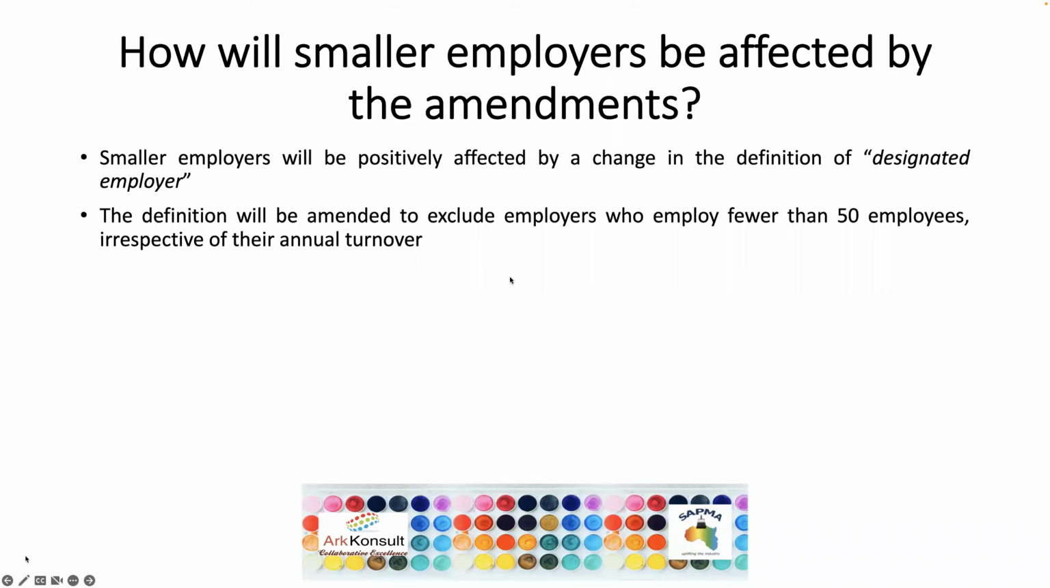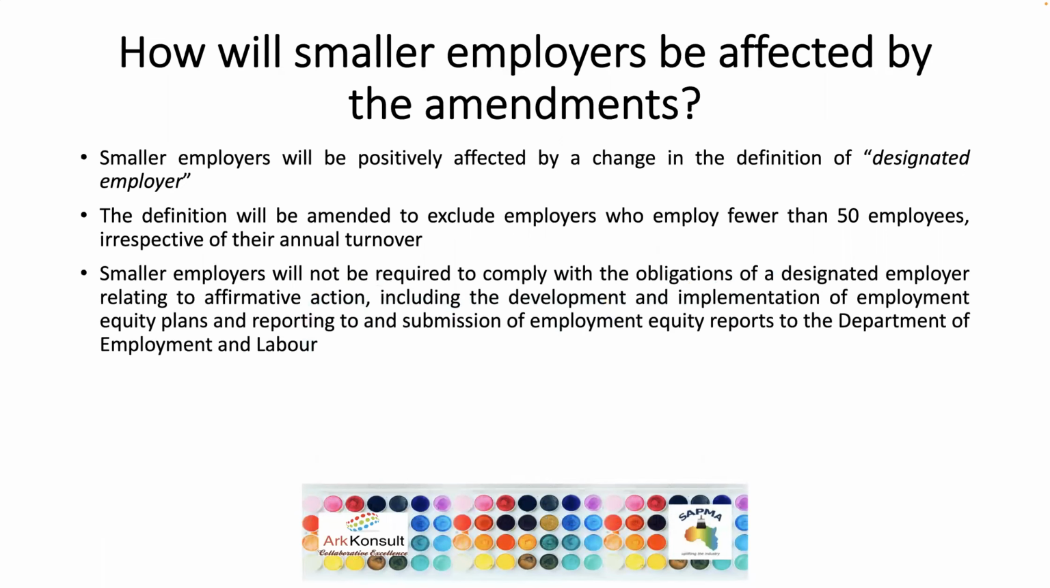If you employ less than 50 people, you're excluded from the definition of being a designated employer in terms of this Act. Smaller employers will not be required to comply with the obligations of a designated employer, which relate to affirmative action, including the development and implementation of employment equity plans and reporting to and submission of those plans and reports to the Department of Employment and Labor. Sounds great.